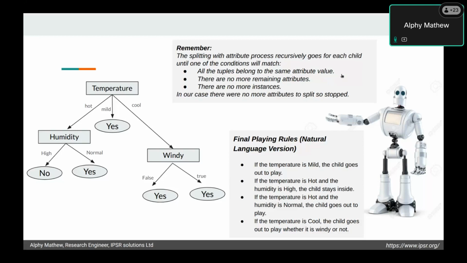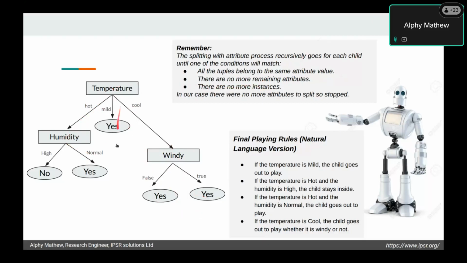In such cases also, the growing of the tree will be stopped. So in our data set, the third condition didn't occur. There are no more instances. In our case, we were in the first case where we did not have any more attributes to split, because we only had three. We used three, and it stopped.